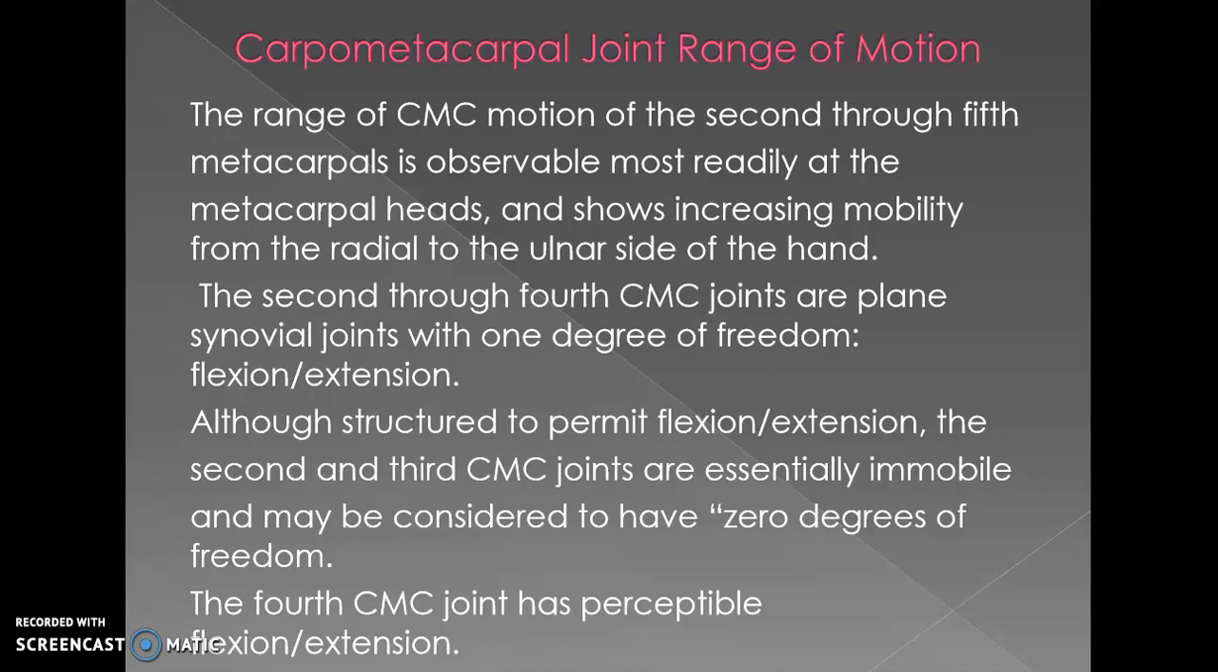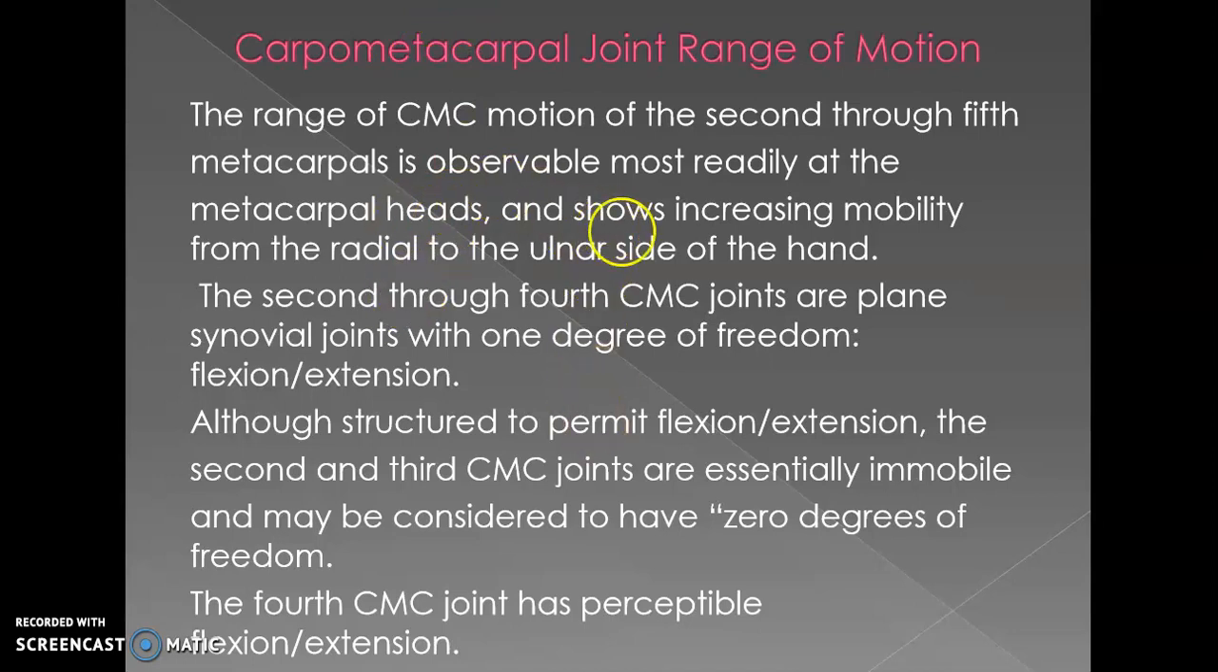What is the degree of freedom? What is the movement? Flexion and extension only is possible, structured to permit flexion extension. The second and the third CMC joints are essentially immobile. Through we understood that from the radial side, the second and the third are not so mobile. The fourth and fifth are, however, highly mobile. That is, flexion extension is more available in these.